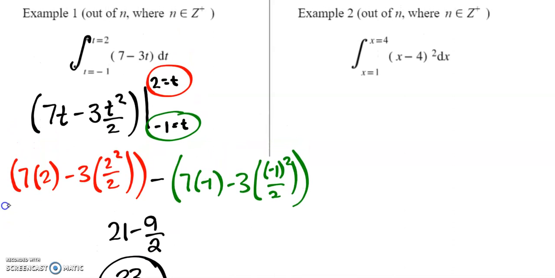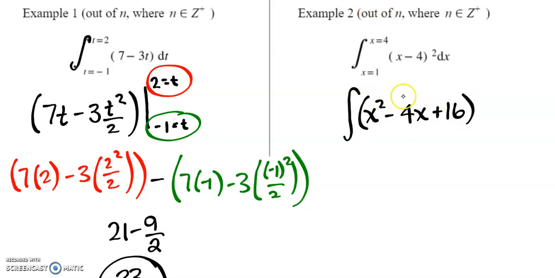Okay? Next one, I'm going to strongly suggest that you multiply out first. So we don't have a product rule, so instead we actually have to do the multiplication. X squared minus 4x plus 16. When I say minus 4x, I definitely mean minus 8x. My apologies. Been making a lot of videos recently. X equals 1, x equals 4.